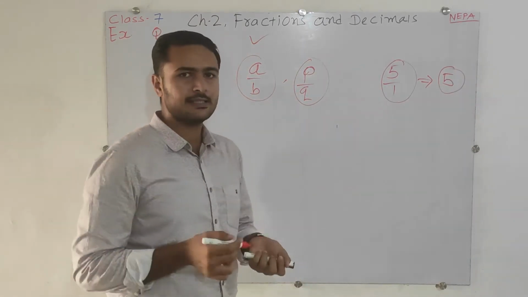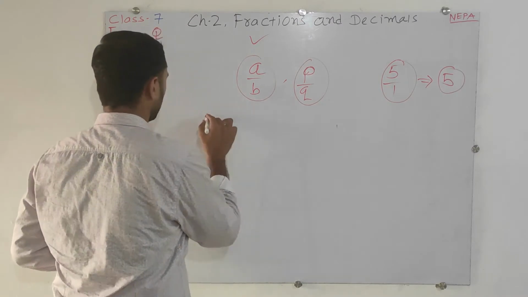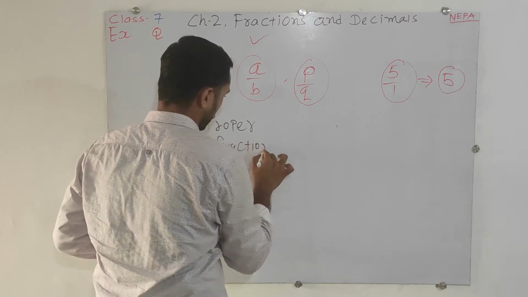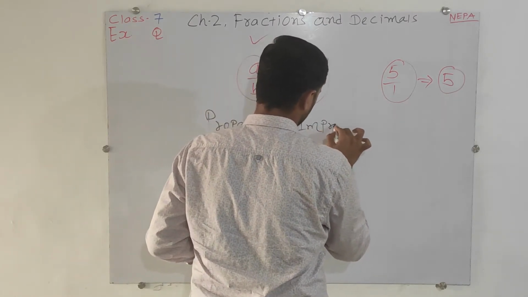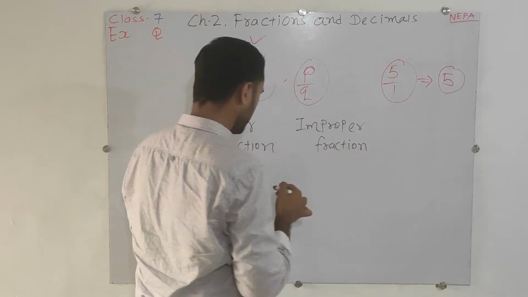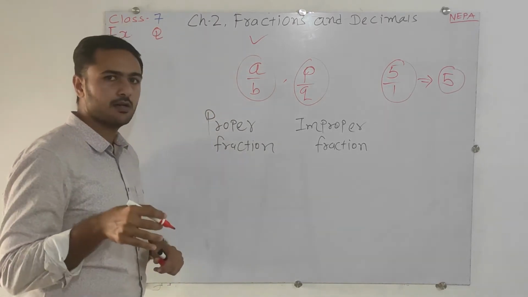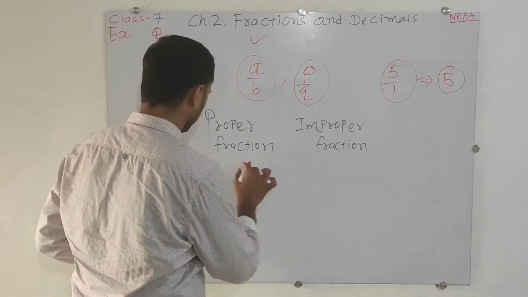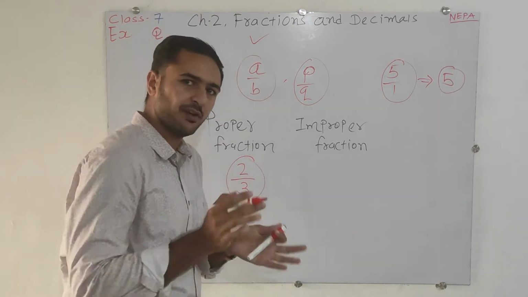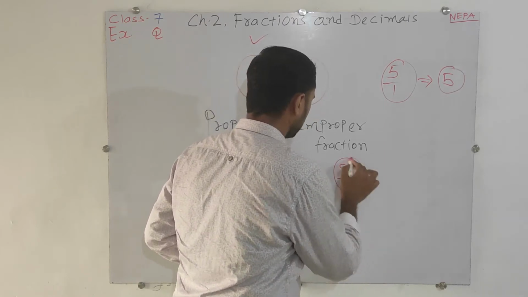Now for the fraction, there are majorly two types: proper fraction and improper fraction. Proper fraction means the number which is in the form of like 2 by 3. This is the proper fraction. And suppose I write 8 by 3, this is an improper fraction.